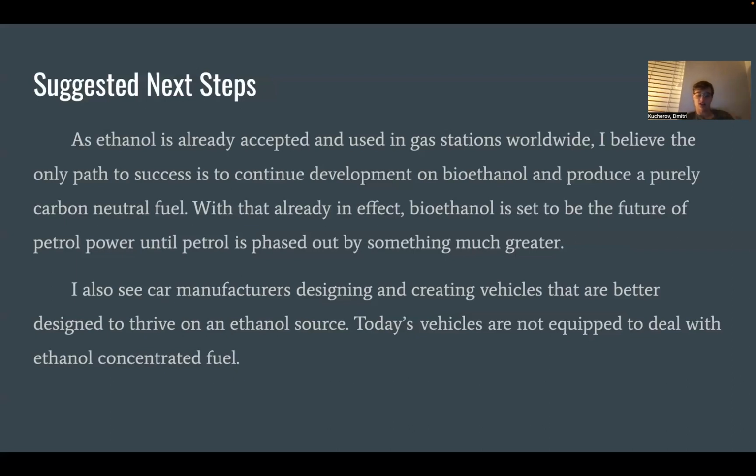Another suggested next step is I also see car manufacturers designing and creating vehicles that are better designed to thrive on an ethanol source, as today's vehicles are not equipped to deal with ethanol concentrated fuel. So only flex-fuel cars can do high percentage ethanol. Everything's been built around gasoline since that's what we've been using since the start, and we're only slowly starting to transition into these biofuels and these ethanol mixtures.